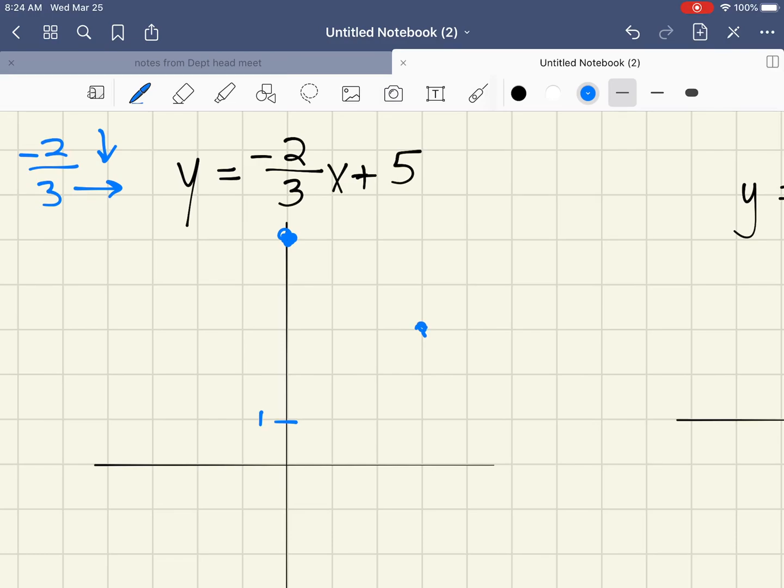Now, personally, I like to keep using the slope as often as it will fit on my graph. So I'm going to go down 2, right 3 again. Puts me here at 6,1.